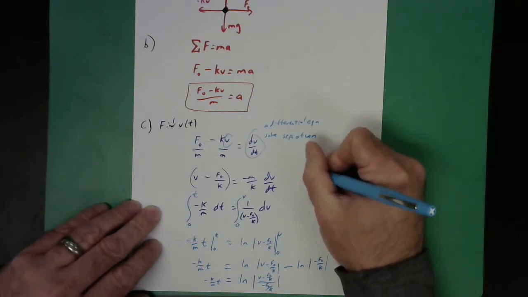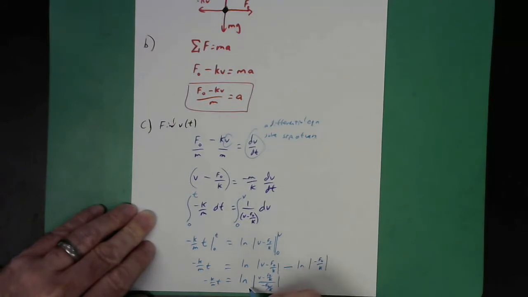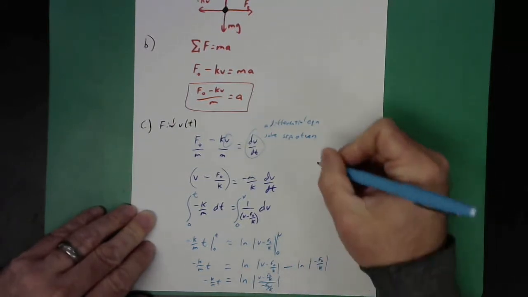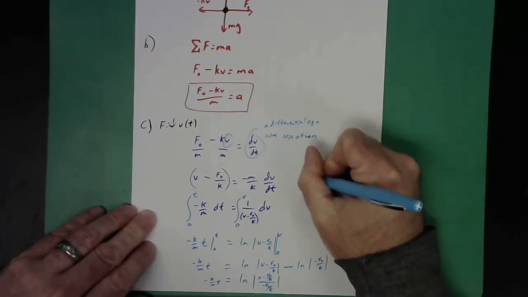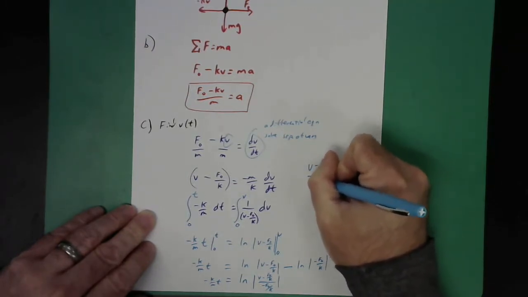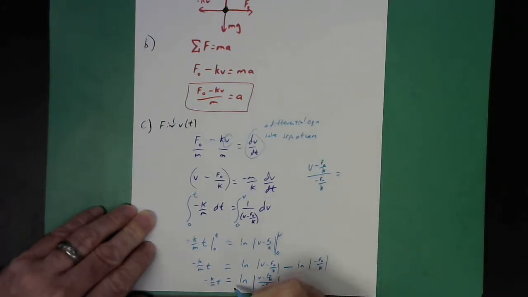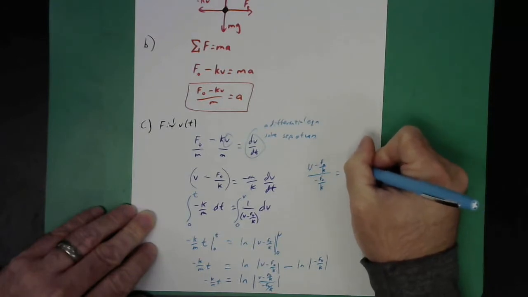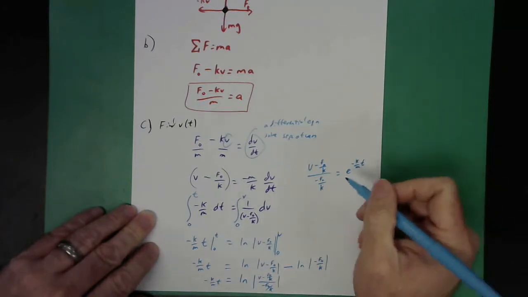When I exponentiate it, I'm going to get v minus f naught over k, over negative f naught over k, equal to e to this power, e to the negative k over m t. Okay, you don't mind that I flip-flop sides, do you?